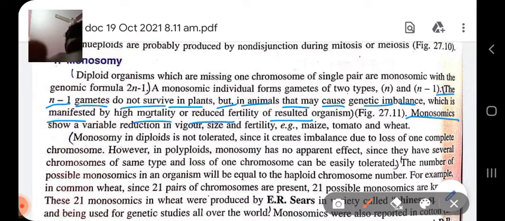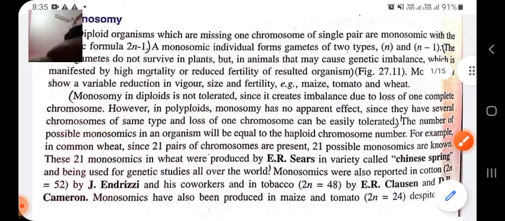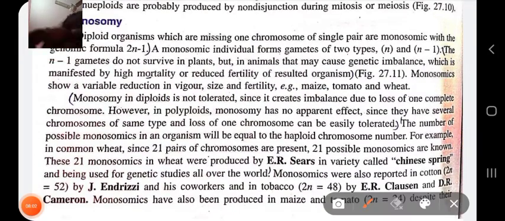Monosomics show a variable reduction in vigor, meaning all the fruiting, the growth, and the healthiness of the plant will be reduced, as will its size and fertility, as in maize, tomato, and wheat. Now it is saying that monosomy in diploids is not tolerated. Why is monosomy in diploids not tolerated? Because it creates imbalance due to the loss of one complete chromosome.